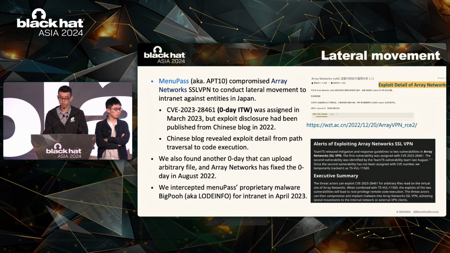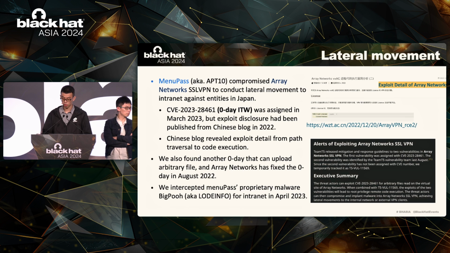MenuPass is known as APT10. They compromised the Array Networks VPN to conduct lateral movement and compromise the intranet in Japan. This CVE number was also a 0-day in the wild. The CVE number was assigned in March of the next year, but the exploit details had already been published in a Chinese blog. It discloses how to bypass the license checker over the network, how to jailbreak the VPN device, and how to achieve code execution from the web page.